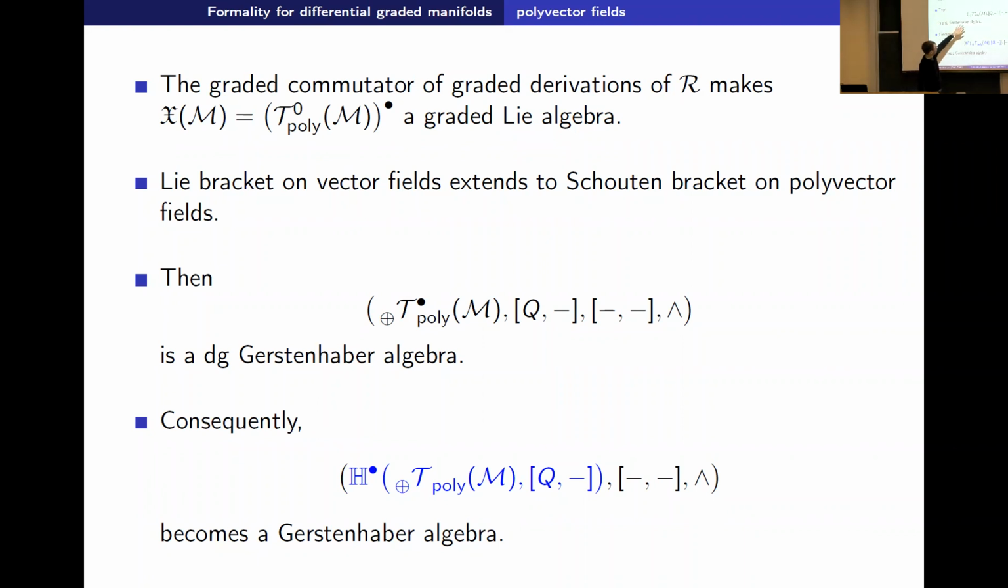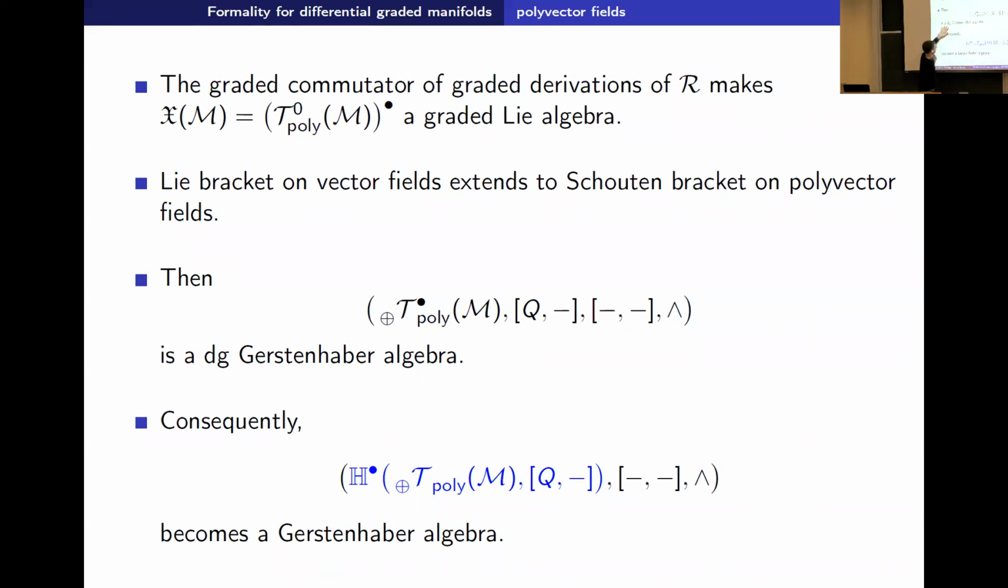And then now you have your space T poly M. And again, you have three algebraic structures on that space. You've got the Schouten bracket that we just constructed. You have the wedge product, which is very easy, right? Which is what you think. And then you have a differential, which now is no longer trivial, right? And this differential is the Schouten bracket with the homological vector field. And all those three operations are compatible.